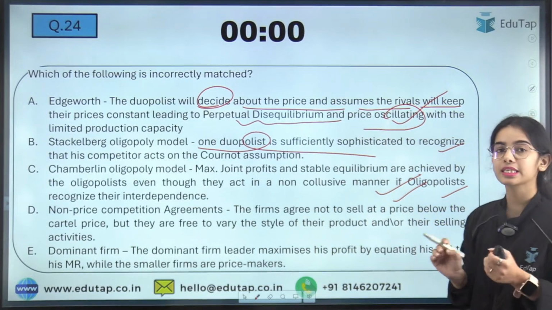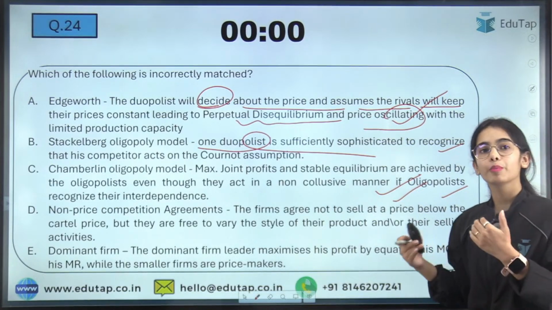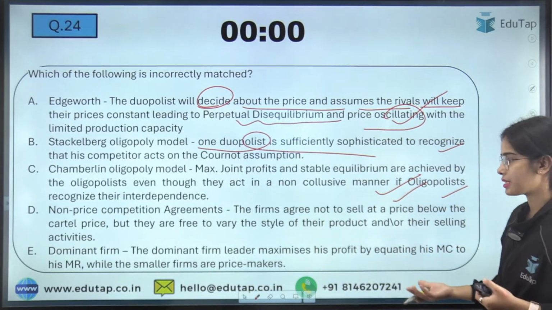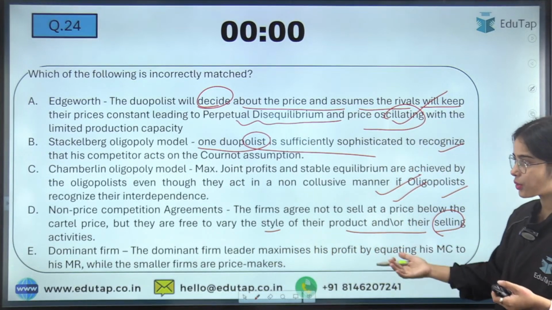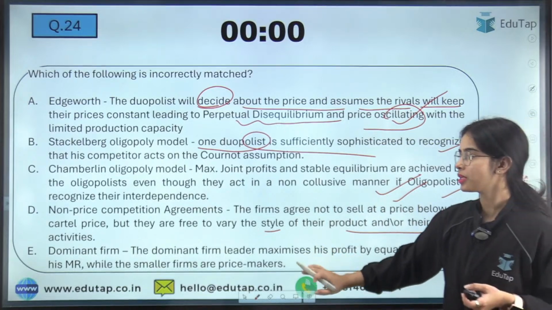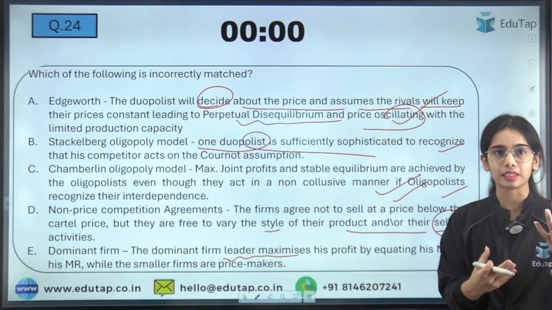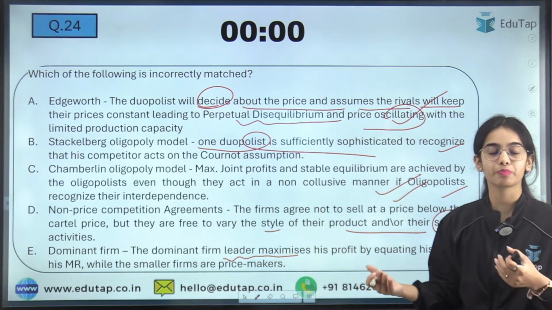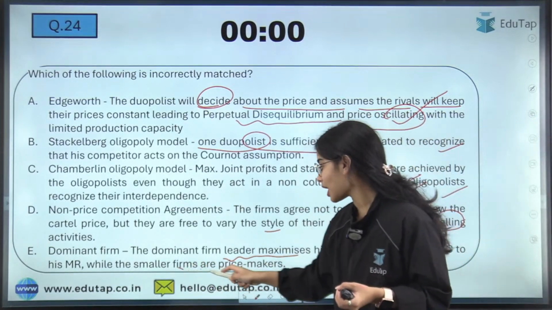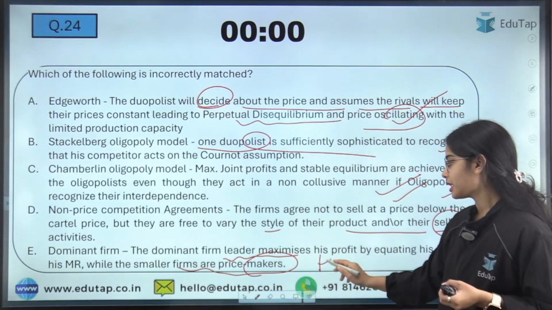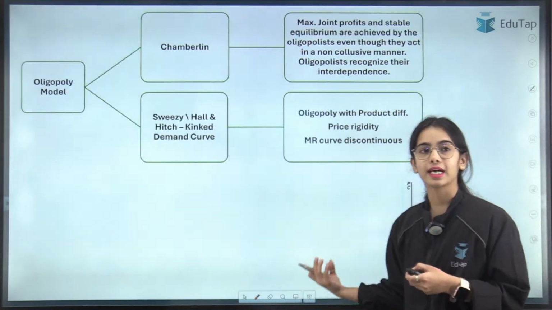Non-price competition agreements, here the price is being determined and you can compete on the basis of the product, or the selling cost and such. So the style and the product, the selling activities you can do, but the price is determined. Dominant firm, the dominant firm leader, so dominant firm is the price leader, so he is the one that is deciding the price, and the other firms, the small firms, will have to follow the price. So the small firms are price takers, they are not the price makers. Okay, so here the E statement was wrong and that's why E is the answer.